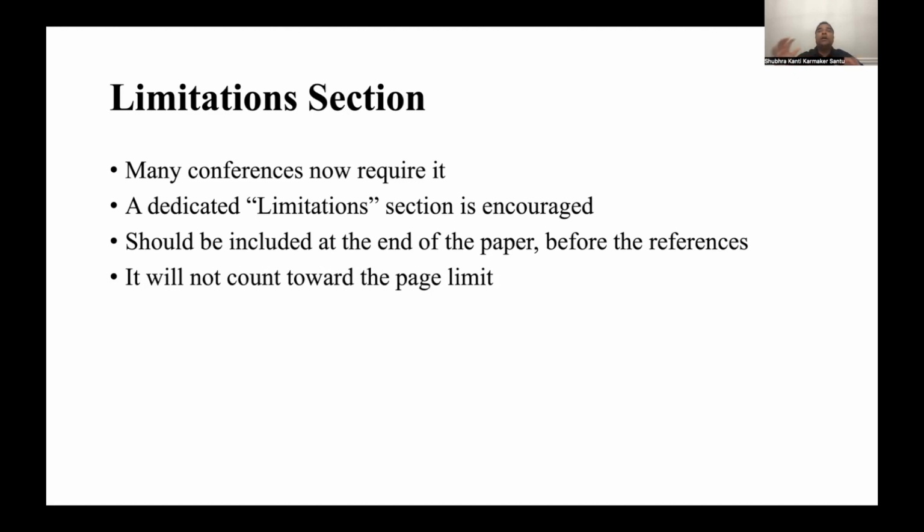So right now the page limit for full papers is 8 pages and for short papers is 4 pages. So your limitation section can go into the 5th page for short papers and the 9th page for long papers.